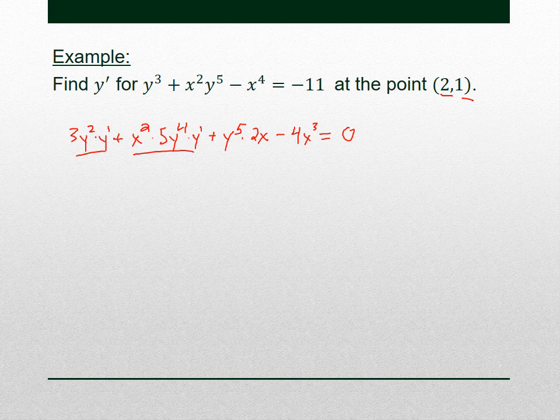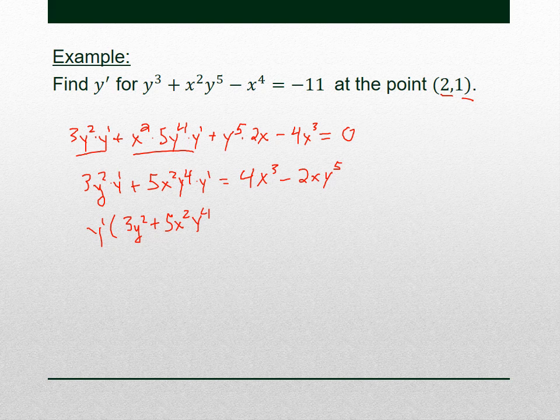So that gives us 3y squared times y prime plus 5x squared y to the fourth times y prime equals... So we'll add the 4x cubed over and subtract 2x y to the fifth over. And now we can factor out a y prime and get 3y squared plus 5x squared y to the fourth on the left, and on the right, 4x cubed minus 2x y to the fifth.